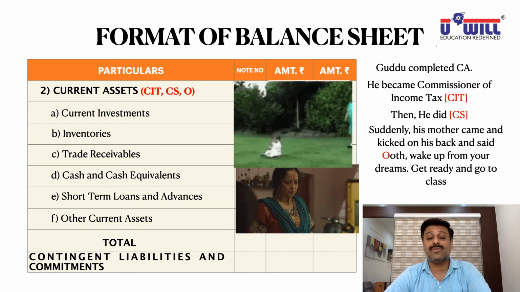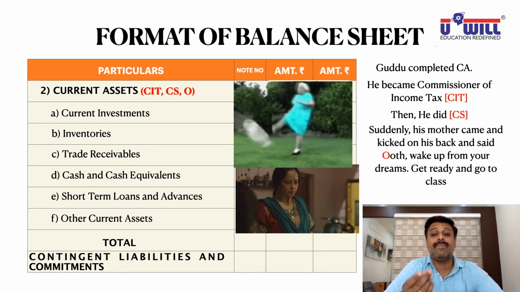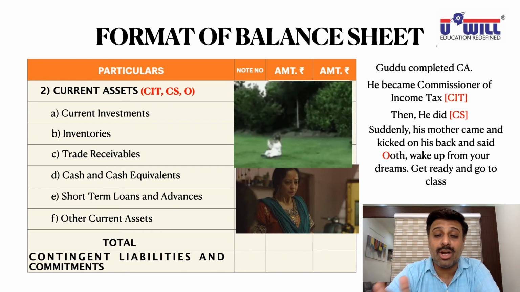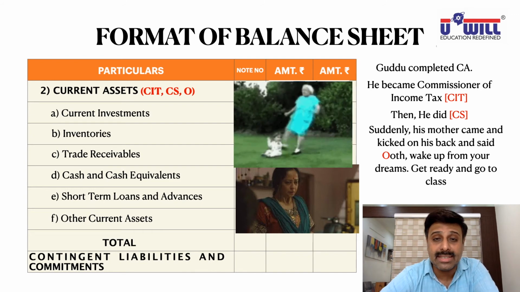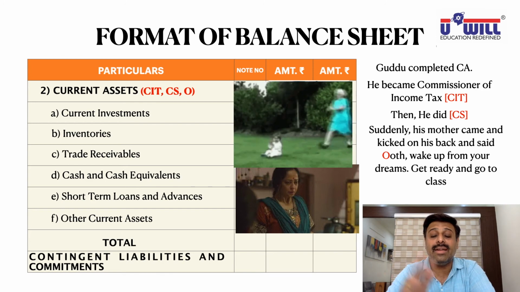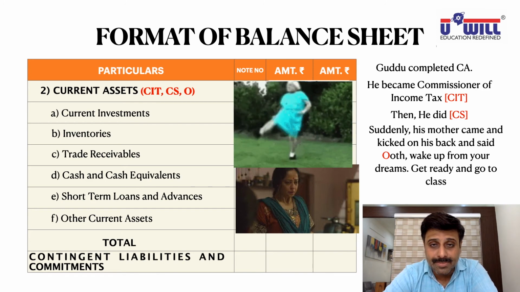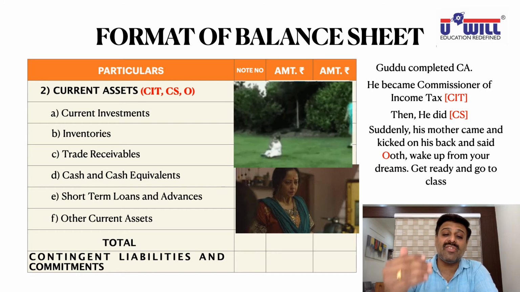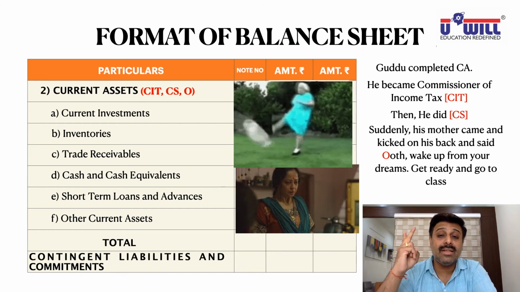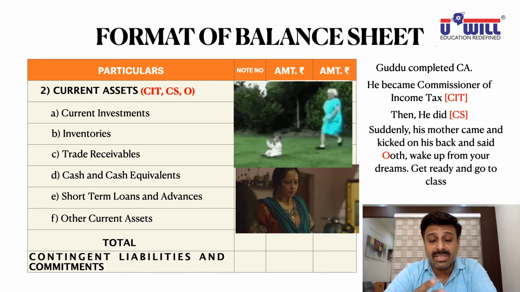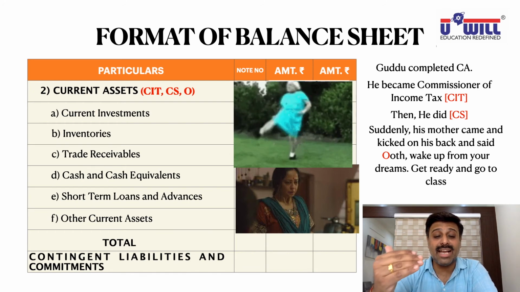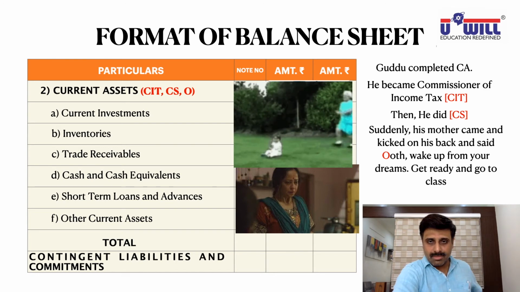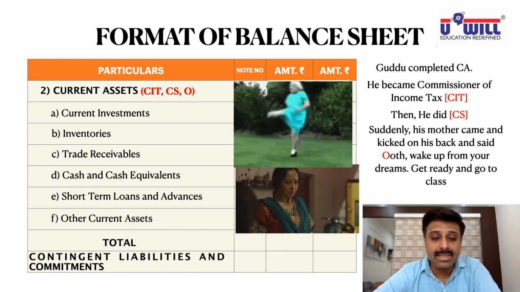Then non-current assets. For doing these courses, he needs money, finance law, FNLO: fixed assets, non-current investment, long-term loans and advances, other non-current assets. Within fixed: tangible, intangible, capital work in progress. Then he became CA, current assets. He became Commissioner of Income Tax, CID: current investments, I, inventories, T, trade receivables. Then he did CS, C: cash and cash equivalents, short-term loans and advances. Then his mother said, put O: other current assets.